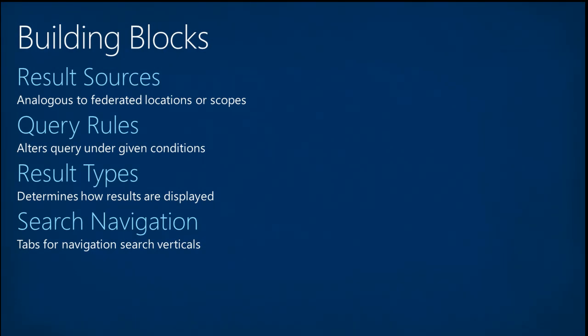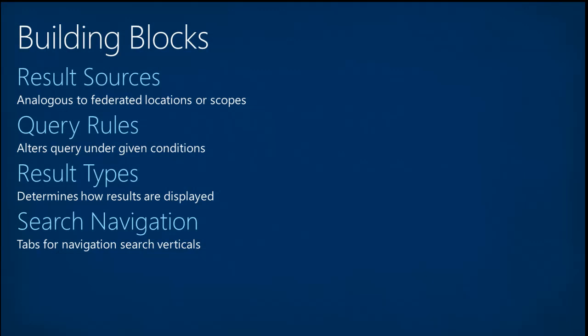Result types allow that when a result comes back from search, so you imagine in your mind a bunch of rows that are coming back from search, there are criteria that that row meets. And when it meets a set of criteria, it is considered to be of a certain result type.